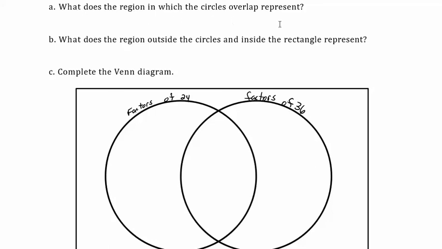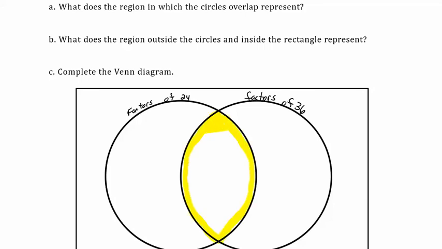What does the region in which the circles overlap represent? You got it? What would be this region right here? So if I put some number in this region where they overlap, this sort of football shaped looking thing here, this region is inside both of these circles. So whatever number I put in here would have to be a factor of both 24 and 36. Can you think of a number that would be a factor of both 24 and 36?